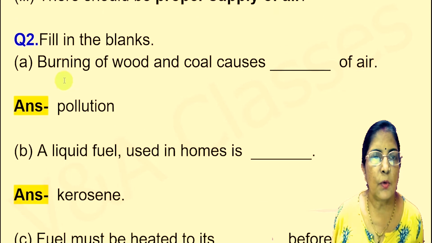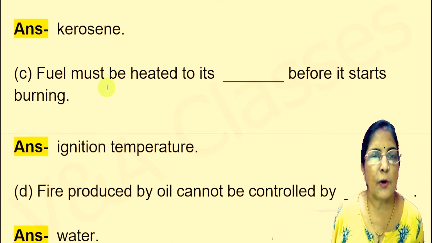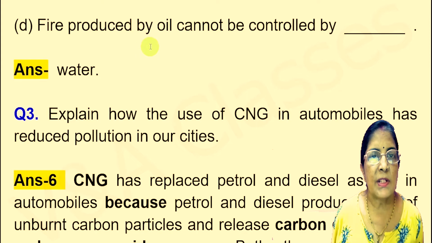Now question number 2, fill in the blanks. First: burning of wood and coal causes ___ of air. Answer, pollution. Second: a liquid fuel used in homes is ___. Answer, kerosene. Next: fuel must be heated to its ___ before it starts burning. Answer, ignition temperature. Next: fire produced by oil cannot be controlled by ___. Answer, water.